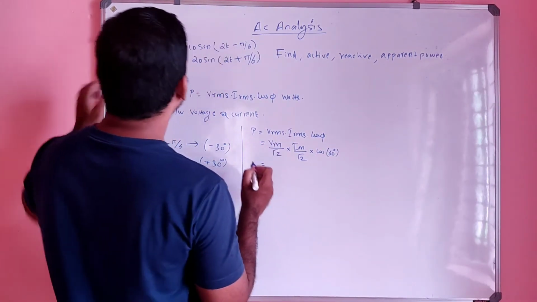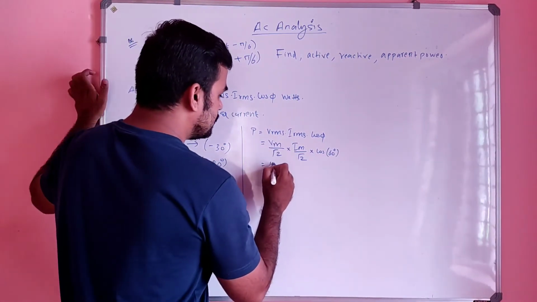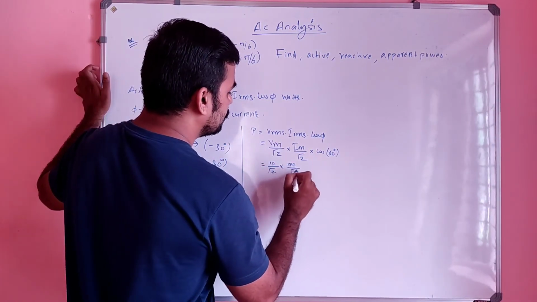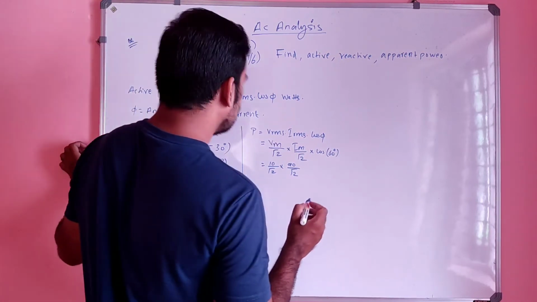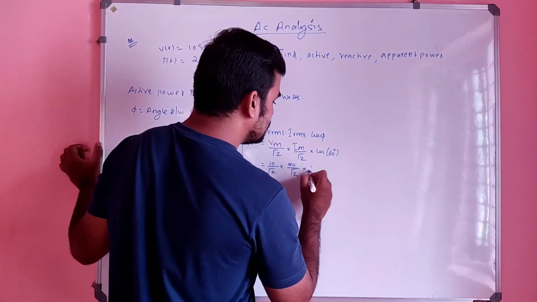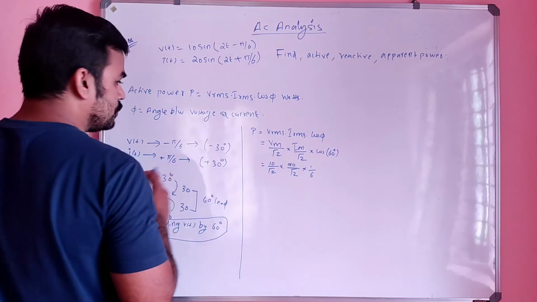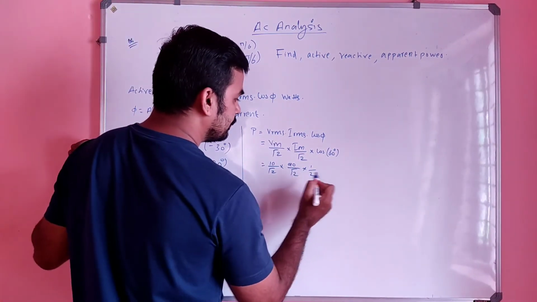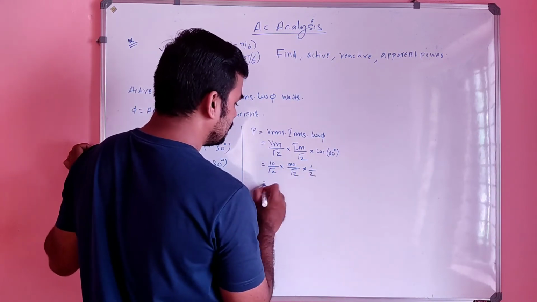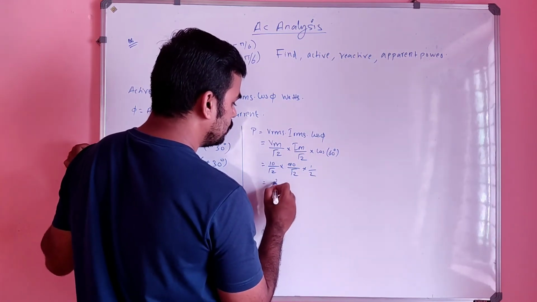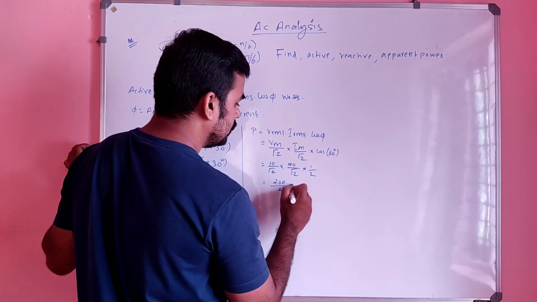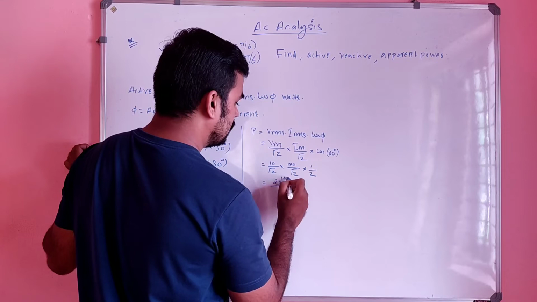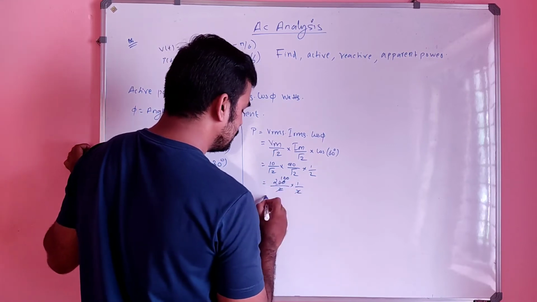Vm is 10, so 10 by root 2 into Im, which is 20, so 20 by root 2, into cos 60, which is 1 by 2. Correct? So our answer will be 200 divided by 2, into 1 by 2, so it will be 50, right?